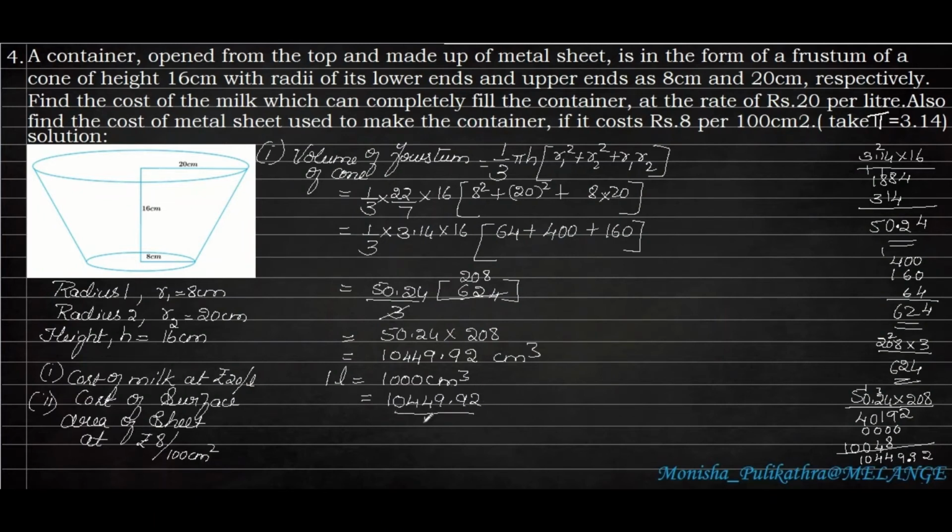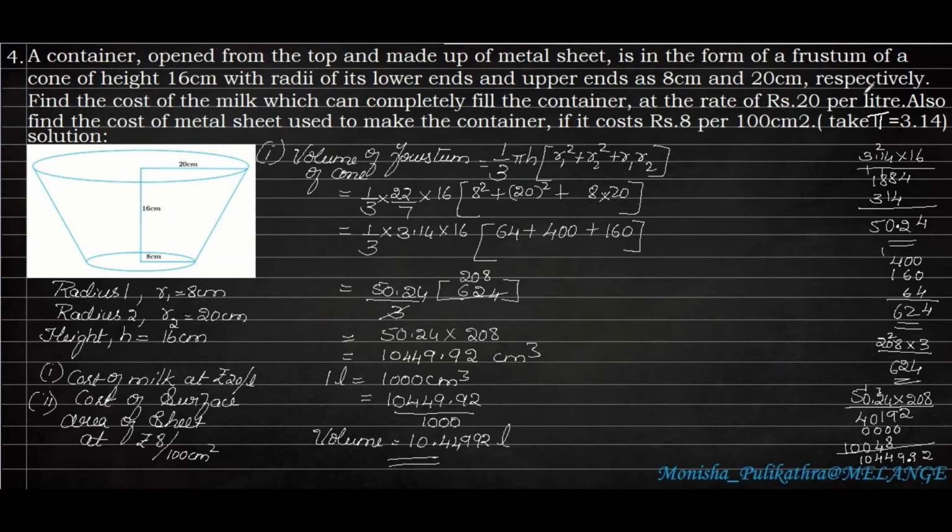10449.92 divided by 1000. So 3 digits, after 3 digits we have to shift this point. So the volume will become 10.44992 liters. So now we have to find out the cost of the entire thing.